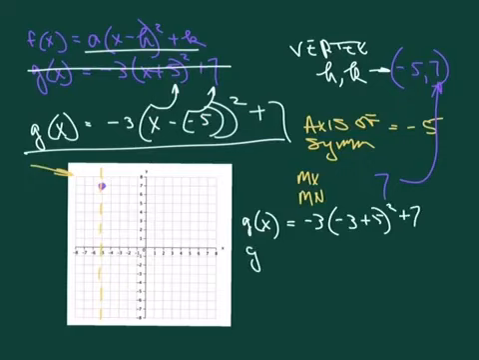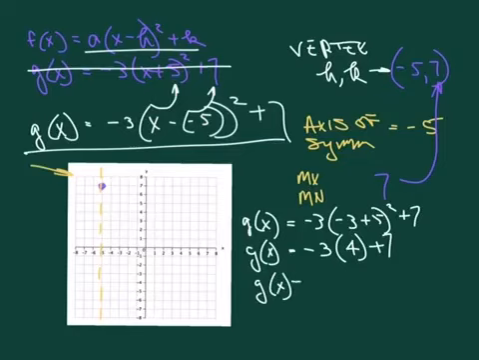And let's see what we get for our y value, or our g of x value here. 2, 4. That's a little better, but it's still pretty big. That's negative 12 plus 7, which is going to be negative 5? All right, so let's graph negative 3, negative 5. Okay, so there's one of our points.